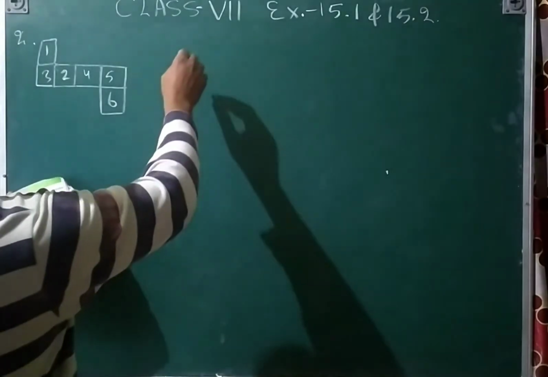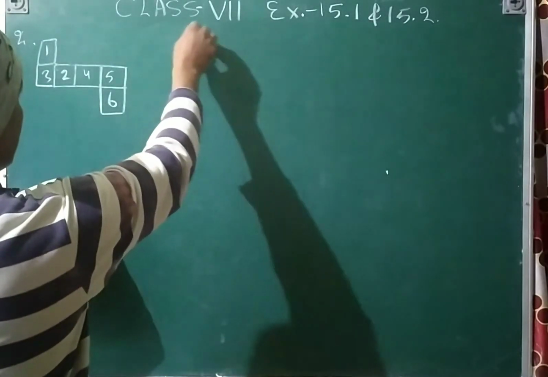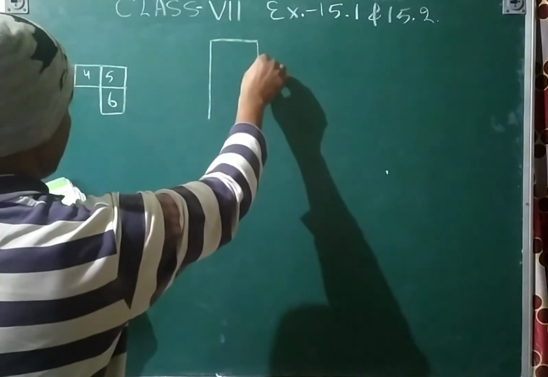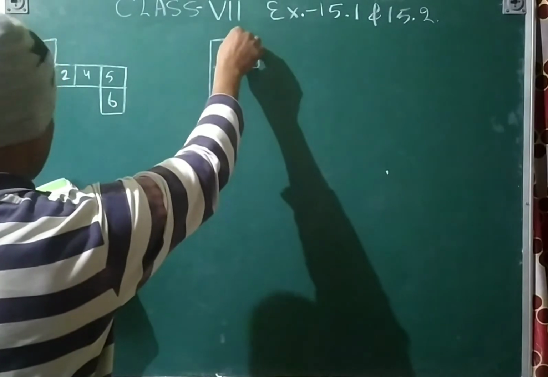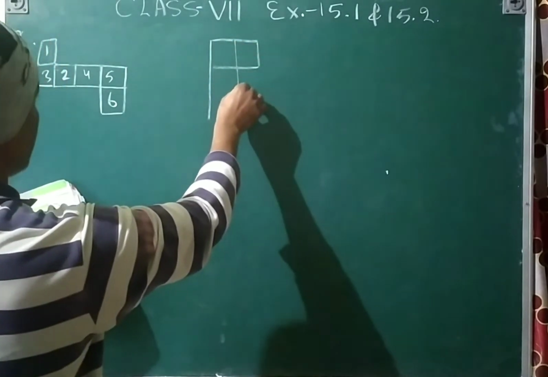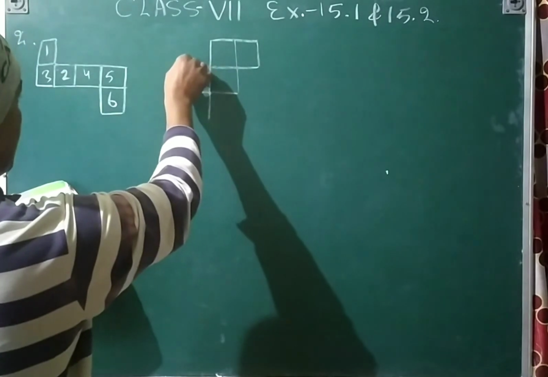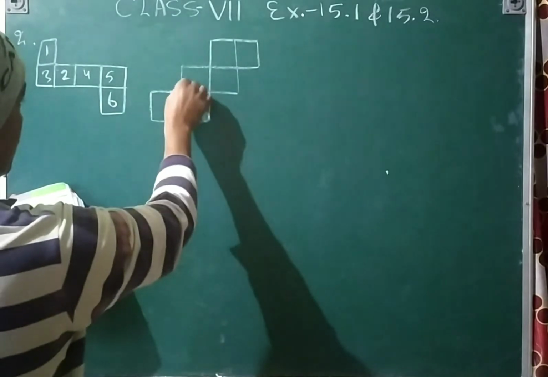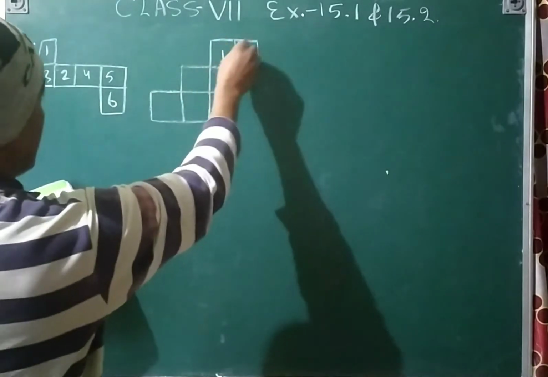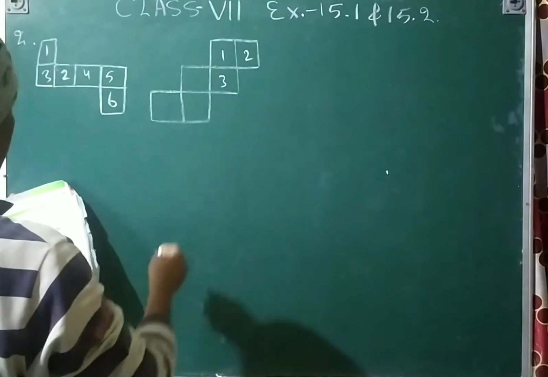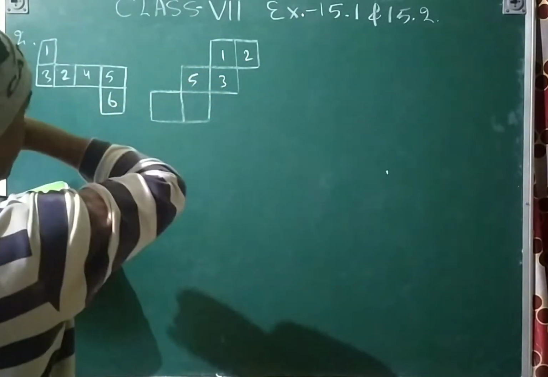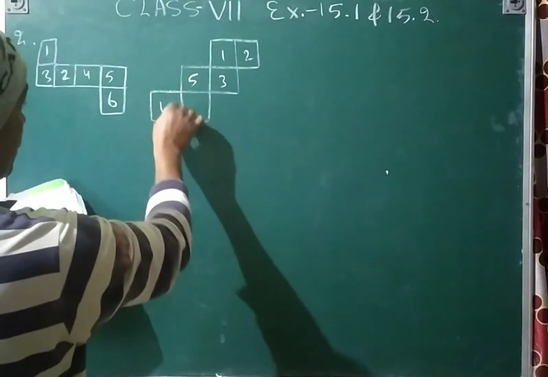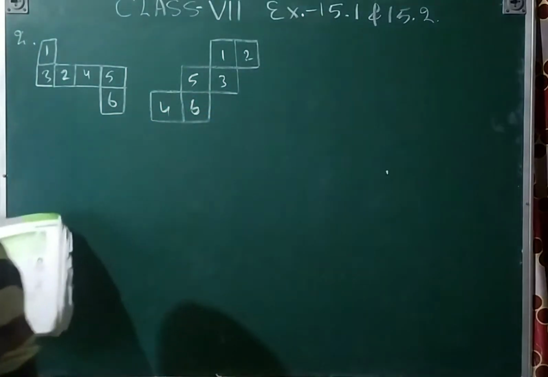Then the second diagram is given here, 1 2 3, 1 2 3. So that is 1, 2, and then 2, and then 1 2 3 is given. So that will be 5 to 7, and then that will be 4, this will be 6.